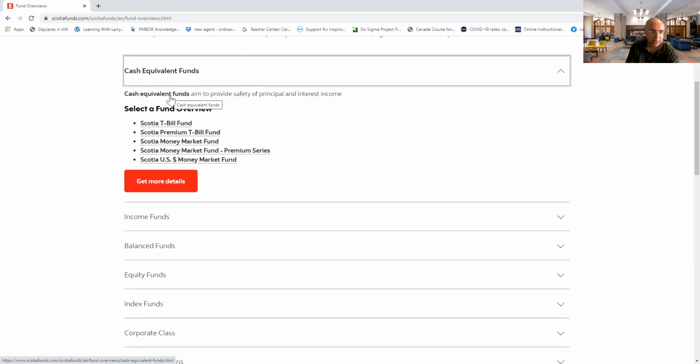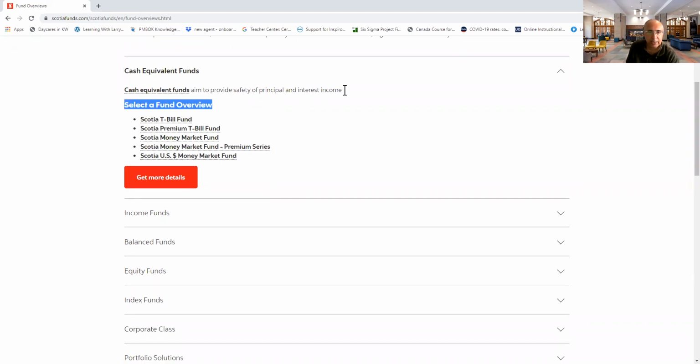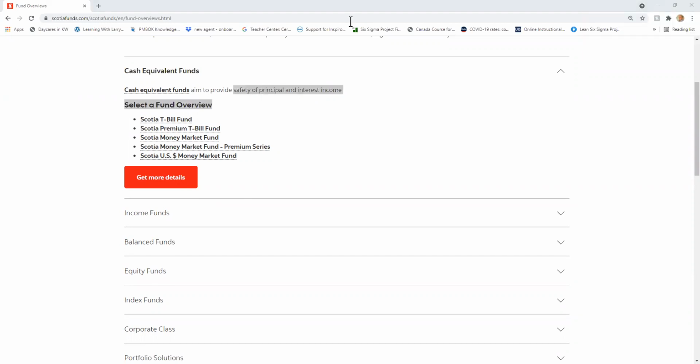It's just like cash. It's just like money in the bank, right? So they provide safety of principal and interest income. So of course, anybody who does not want to lose money, anybody who does not want other income, they just want a little bit of interest income and they want safety of principal, they will be investing in this type of cash equivalent fund. And it is conservative because it is safe.